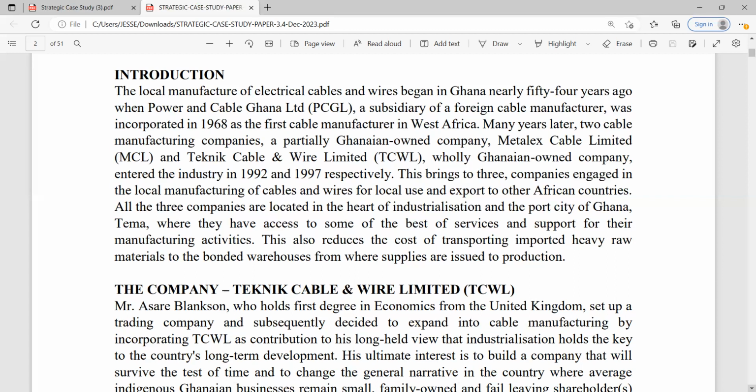So number one, we understand that this is Power and Cable Ghana Limited, and from now on, I'll refer to them as PCGL. PCGL is a first mover into this terrain, which is West Africa, right? Another thing we note here is that it's a subsidiary of a foreign cable manufacturer. So here you can see the hierarchy, you can see the connection, a parent-subsidiary relationship.